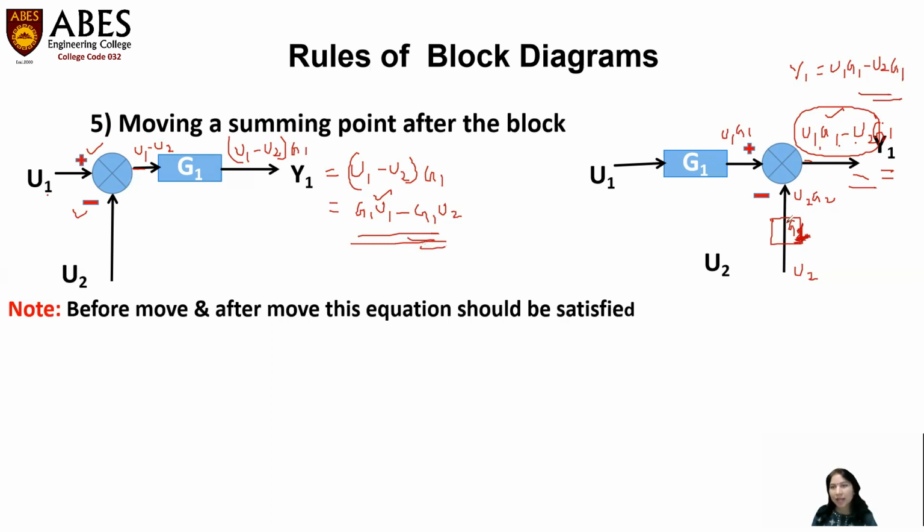So this is the exact movement of the summation point after the block. What we have done is, if we are moving a summation point after the block, in that case we have to add one block at the signal having the gain of this block. Suppose this block has gain G3. Then you have to add the block of G3 over here, right? So moving a summation point after the block, we have to add a block having the gain of this block. So this is your rule number 5.